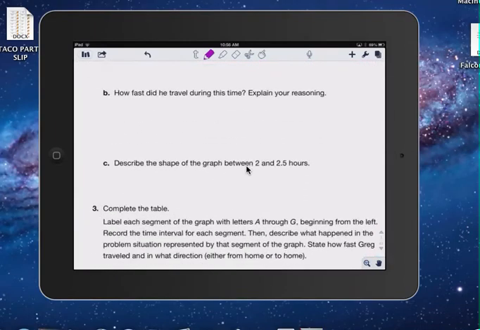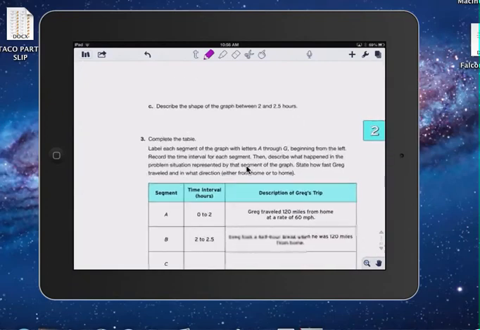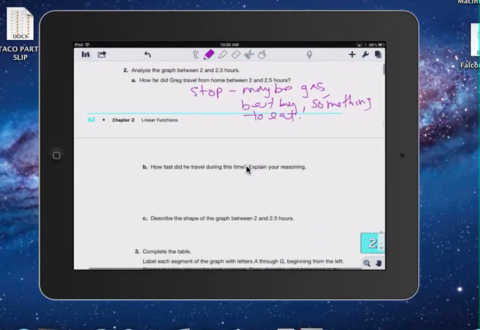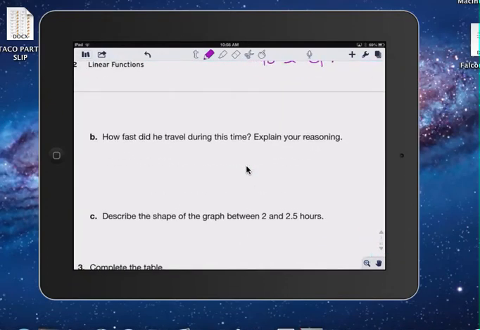Okay. Let's go ahead. So let's look at number 3. You can answer the rest, right? B and C. How fast was he driving during this time? If he didn't go anywhere, how fast was he driving? 0 miles per hour.